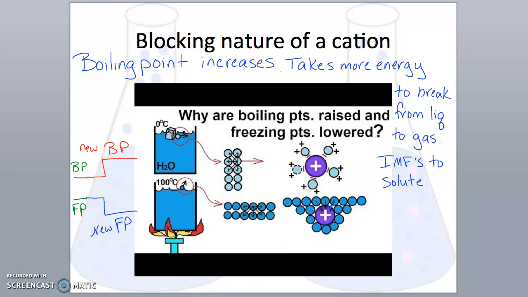So one way we can look at this is we have a boiling point and a freezing point. When we add the solute, the boiling point goes up. When we add the solute, the freezing point goes down. So this little diagram can help you remember that.